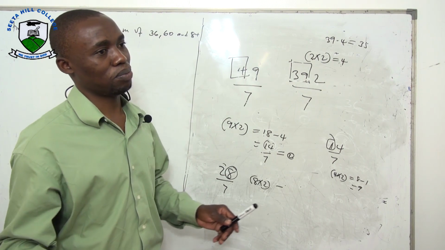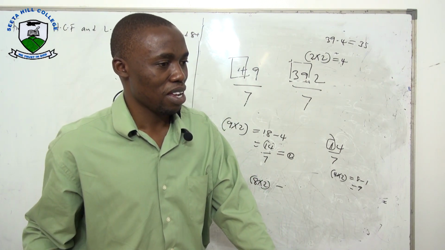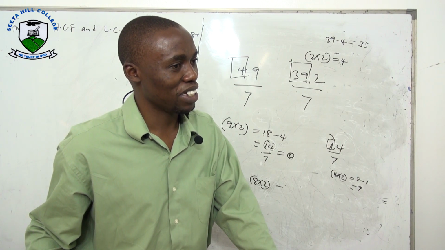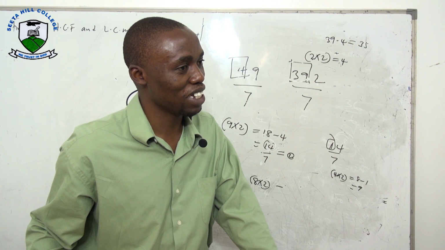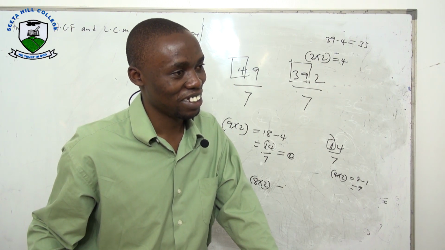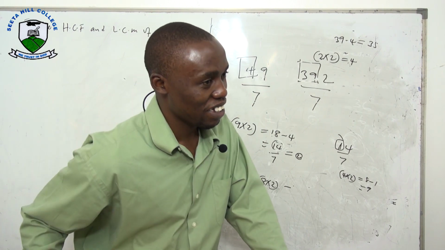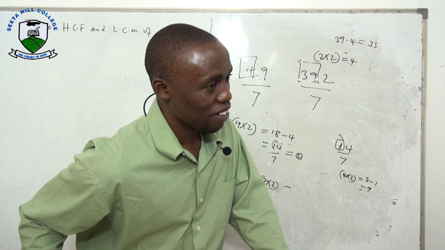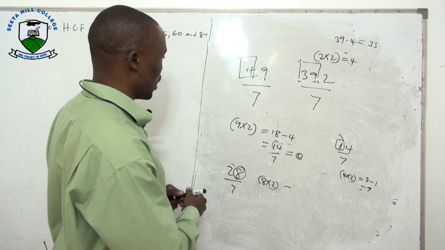So we are now on 8. When does a number divide 8? Yes, Chirabo, you are trying. The last 2 digits formed must be divisible by... The last what? 2 digits.